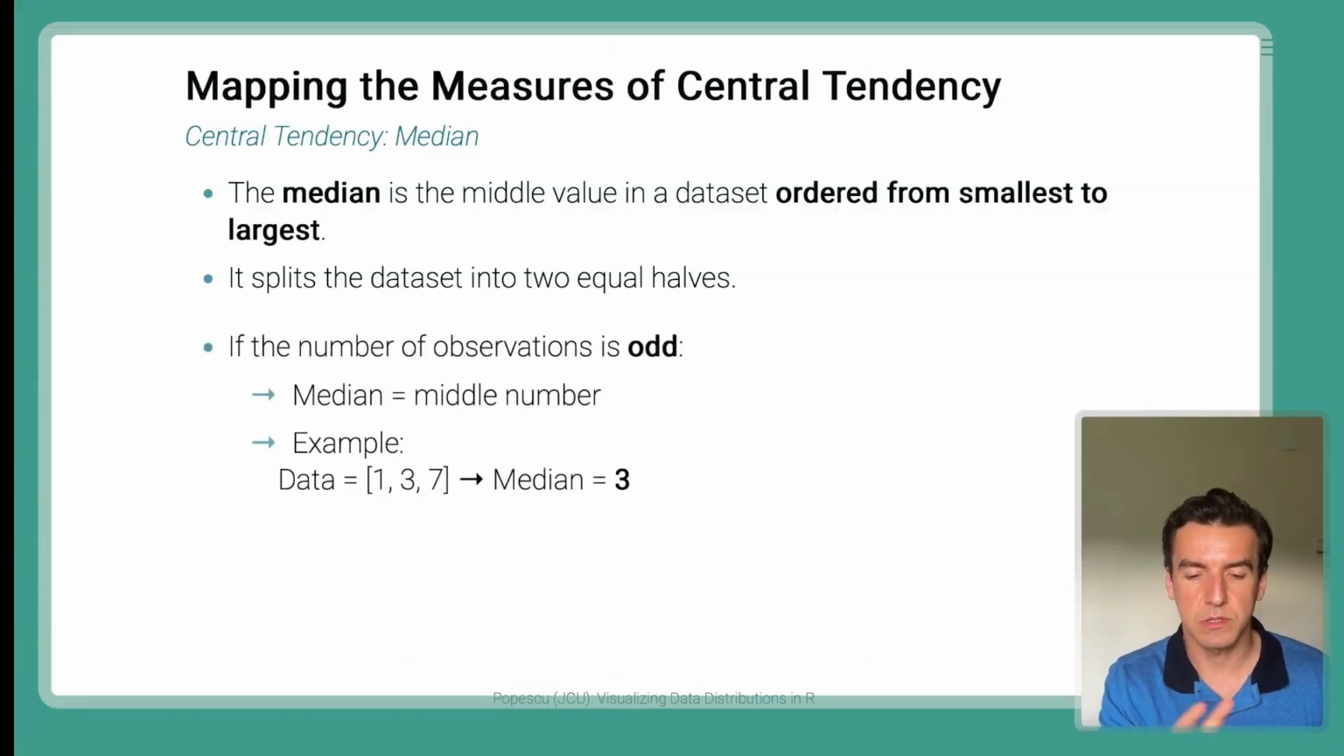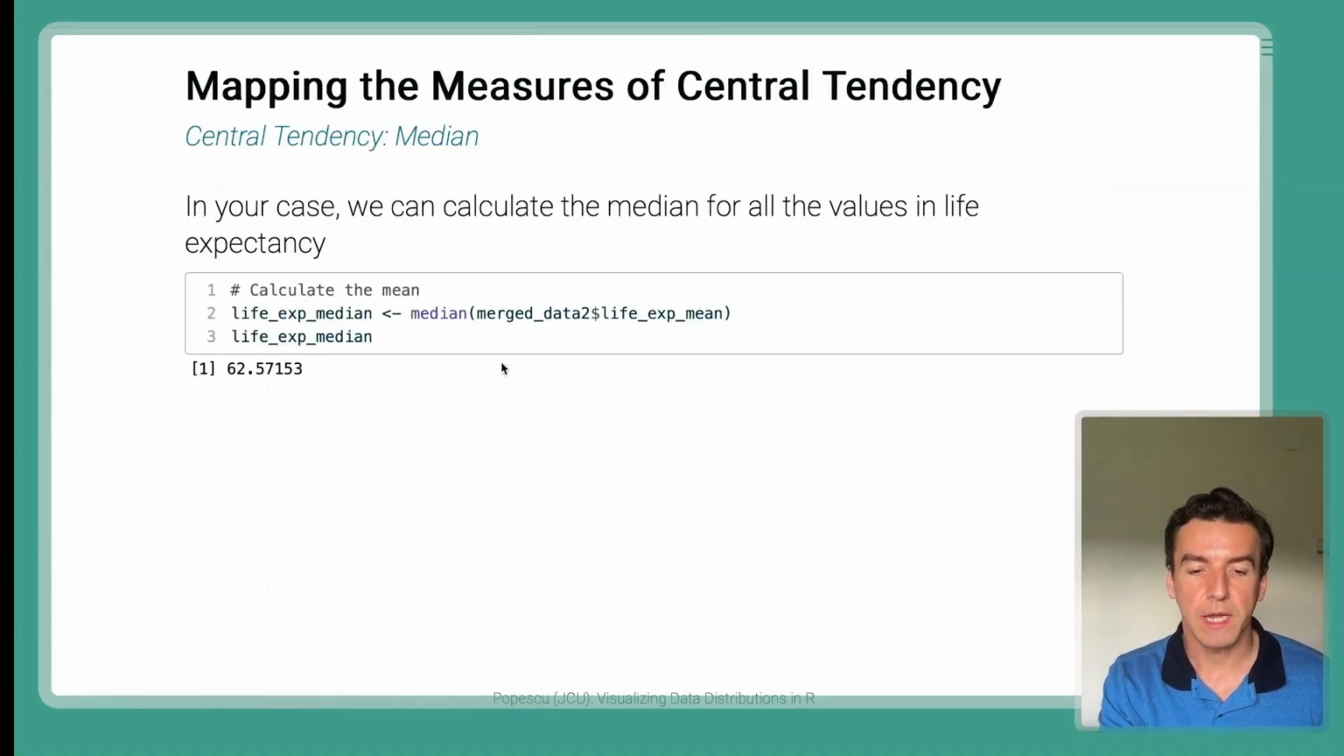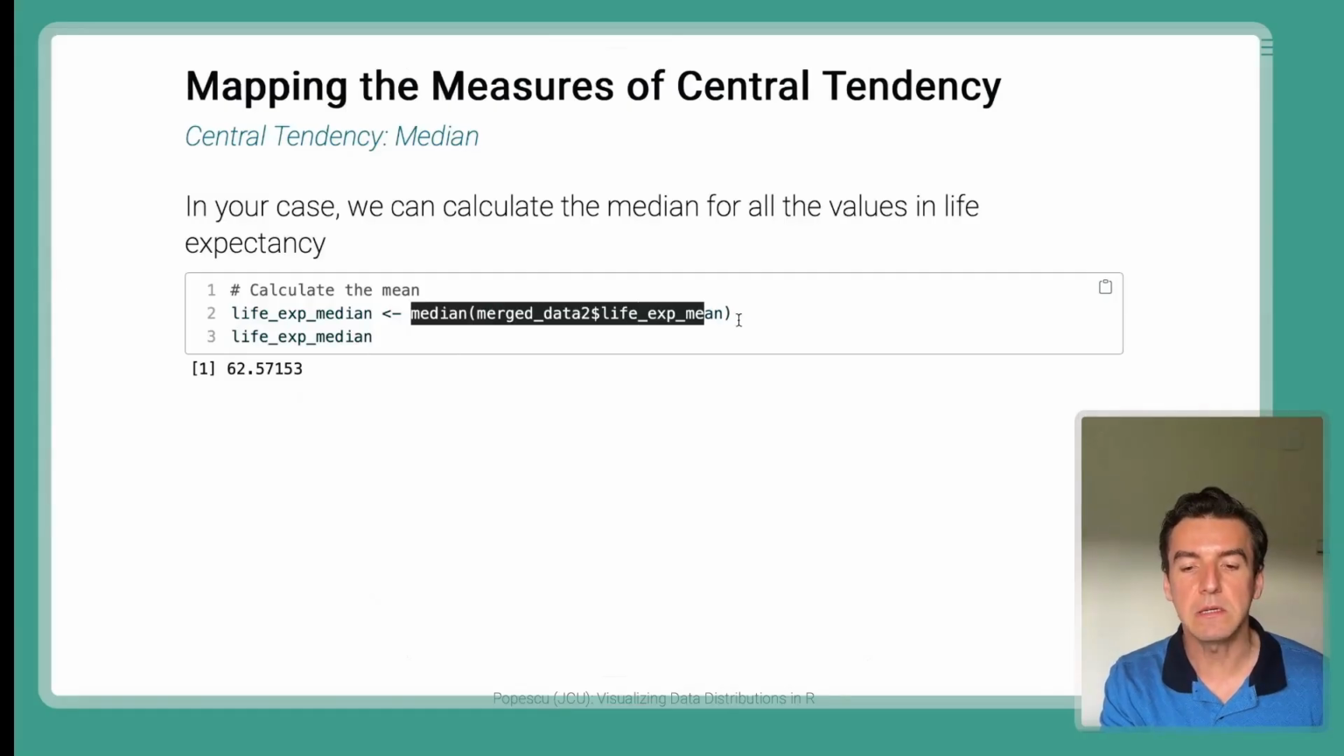So just a recap. If we have an odd number of observations, this will be exactly the middle number. For example, if we have 1, 3, 7, the median will be 3. But if we have 1, 3, 5, 7, the median will be 4. So why is it 4? Because we add these two numbers and then we divide them by 2. So 3 is the second value, 5 is the third value. So 3 plus 5 divided by 2 will be equal to 4. So in our case, this is how we calculate the median.